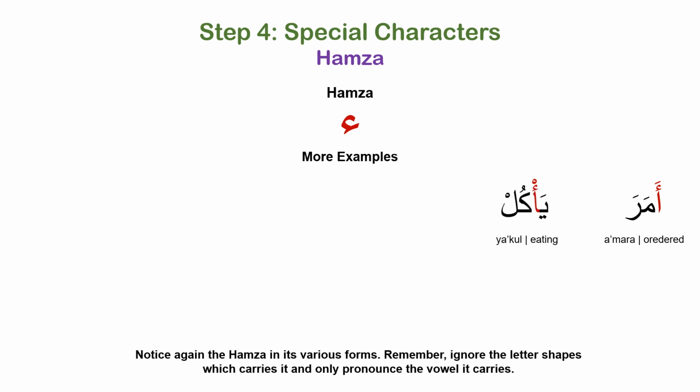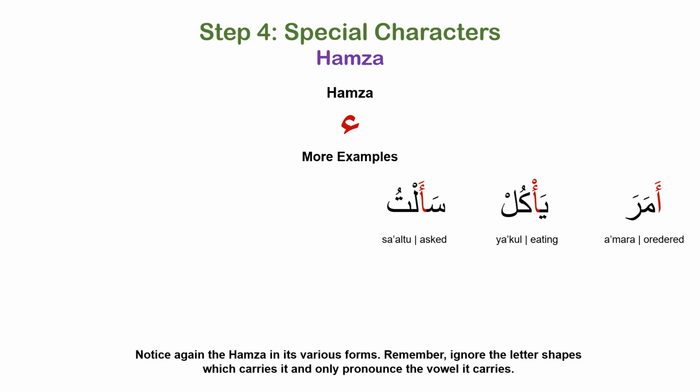Now we see an example where the Hamza is carrying a sukun and it's in the middle of the word, so we pronounce the word ya'kul. Ya'kul. If you remember, I said sukun, we just make half the sound, or it's like a stop, and we move on to the next letter with the next vowel. So here the word is ya'kul, which means eating.